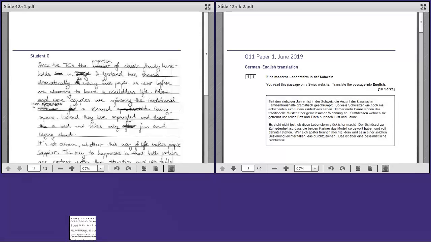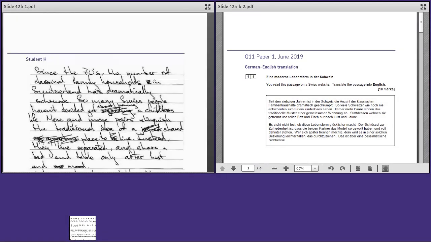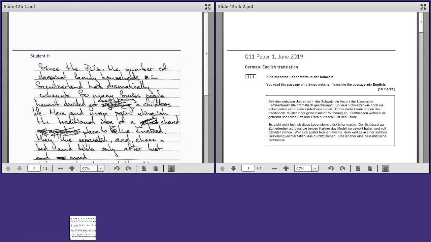Okay, so if we could have student response H on the screen, please. Okay, so a similar type of thing here. Classical conveyed the wrong meaning. In box 4, so was wrongly translated. In box 5, they put "haven't decided," so got the wrong tense of entscheiden. Box 6, pairs wasn't accepted, and nor was idea in box 7.